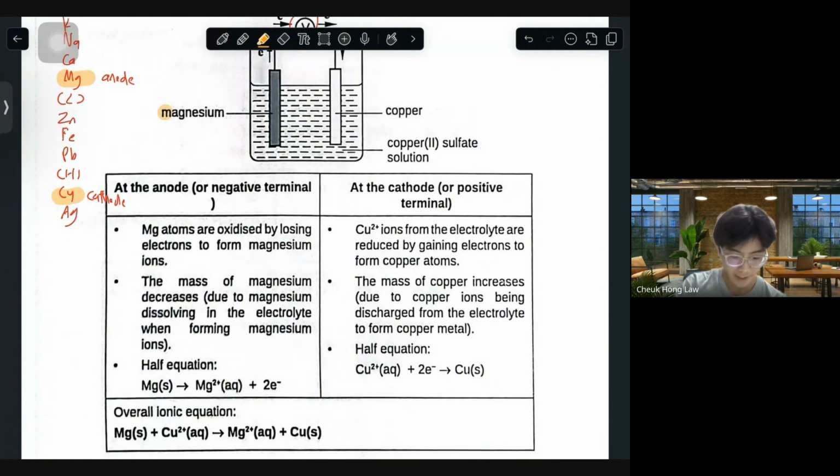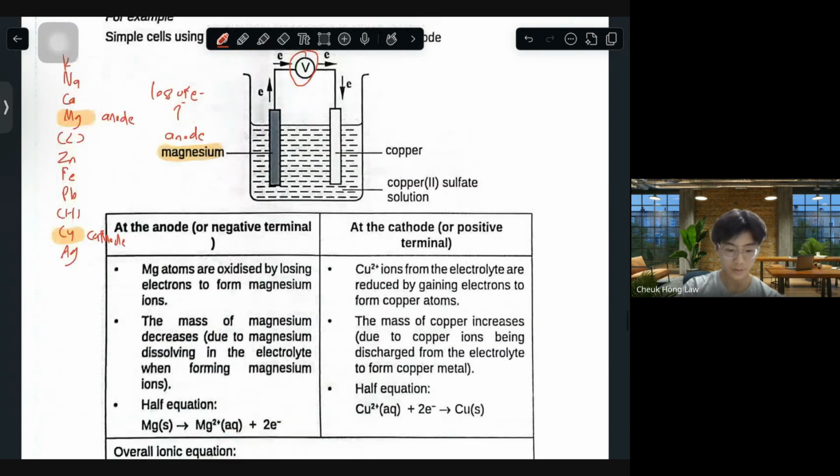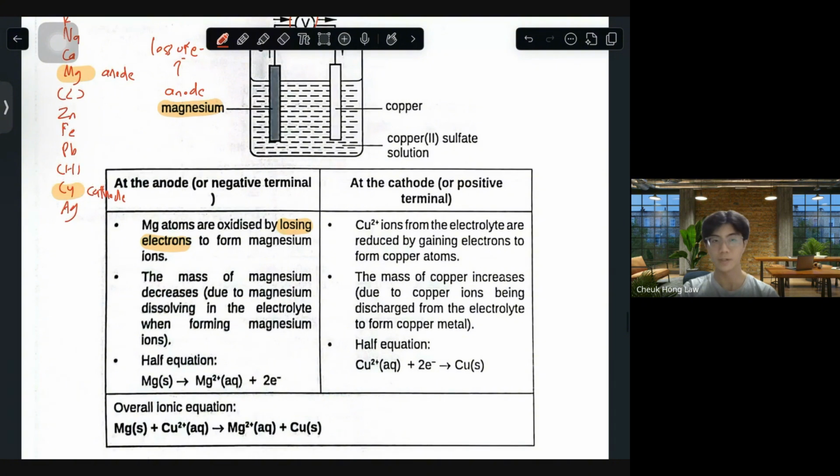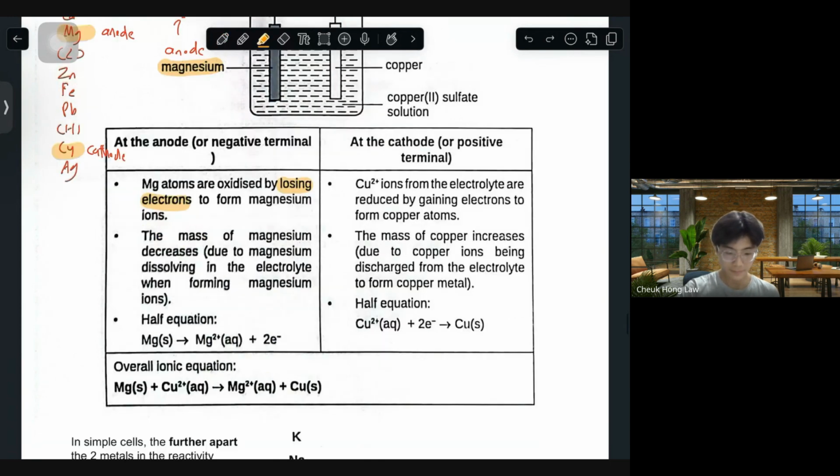Your magnesium is the anode, right? So what happens at the anode? Oxidation, which is loss of electrons. So your magnesium is oxidized by losing electrons to form magnesium ions. The mass of magnesium will decrease because you can think of it like it's dissolving in the solution. So this is your half equation. Magnesium loses electrons to form Mg2+, your magnesium ions.